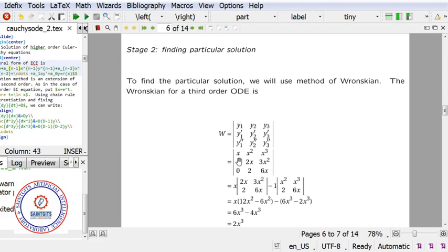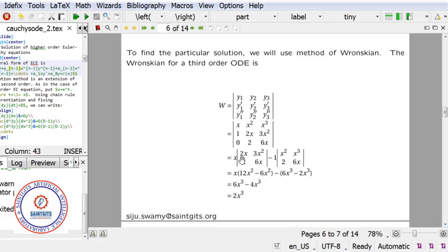Now we expand the determinant about the first row, first column, because the last term is 0. When I simplify this expression, 2x into 6x, 12x square, minus 3 into 2, 6x square, minus x square into 6x, 6x cube, 2 into x cube, minus 2x cube. When we simplify this, 6x cube minus 4x cube, that is 2x cube.